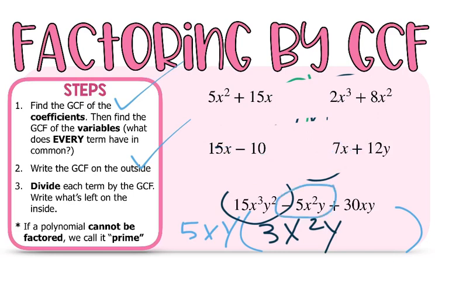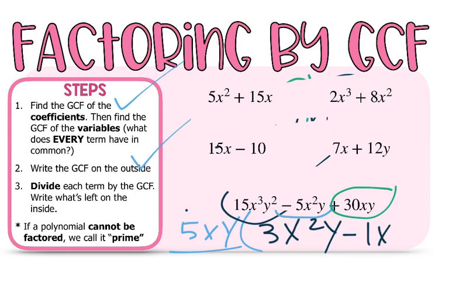Negative 5x squared divided by 5xy. Well, the negative 5 divided by 5 gives me negative 1. X squared divided by x gives me x. And y divided by y gives me 1. So I don't need to write that one down because that's just going to be a 1.